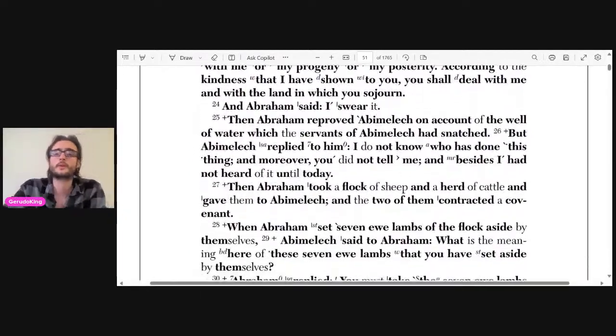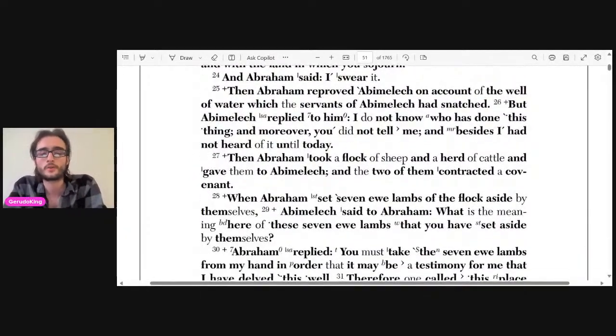Then Abraham reproved Abimelech on account of the well of water which the servants of Abimelech had snatched. But Abimelech replied to him, I do not know who has done this thing, and moreover, you did not tell me, and besides, I had not heard of it until today. Then Abraham took a flock of sheep and a herd of cattle and gave them to Abimelech, and the two of them contracted a covenant.